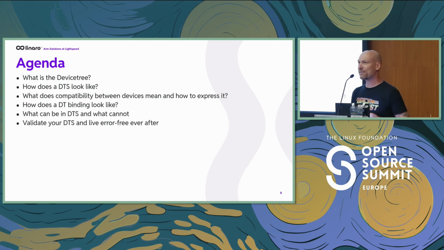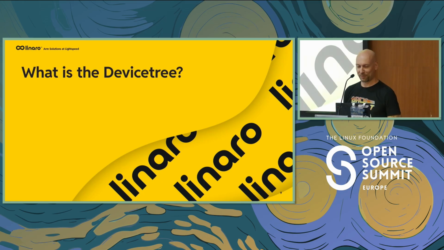Okay, so I will explain shortly what Devicetree is. I will show how the DTS looks, if you never saw it. I will touch on the more complex problem of what compatibility means. This is actually a common mistake. Then how the Devicetree binding looks, and what you could put into DTS and Devicetree bindings. And at the end, I will mention that you can have an error-free life and be very, very happy. At least we'll be happy.